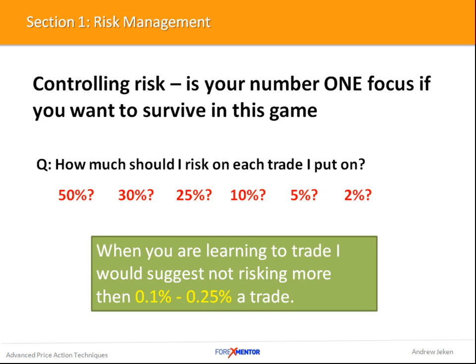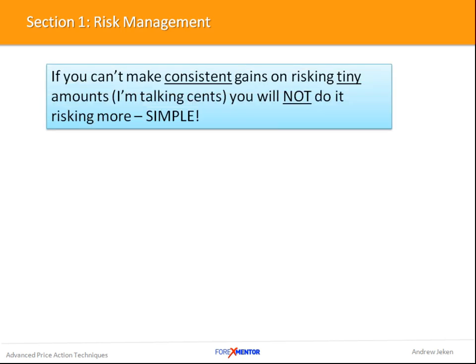Very, very important. If you can't make consistent gains on risking tiny amounts, and here again I'm talking cents, guys, you will not do it risking more. It's as simple as that. It really is. So please read that again. I don't know why people think if they're risking $10 a pip or $20 a pip that they're going to make a fortune. If you cannot make consistent returns month in, month out by risking a few cents or 1 cent a pip, you're not going to do it in bigger size.